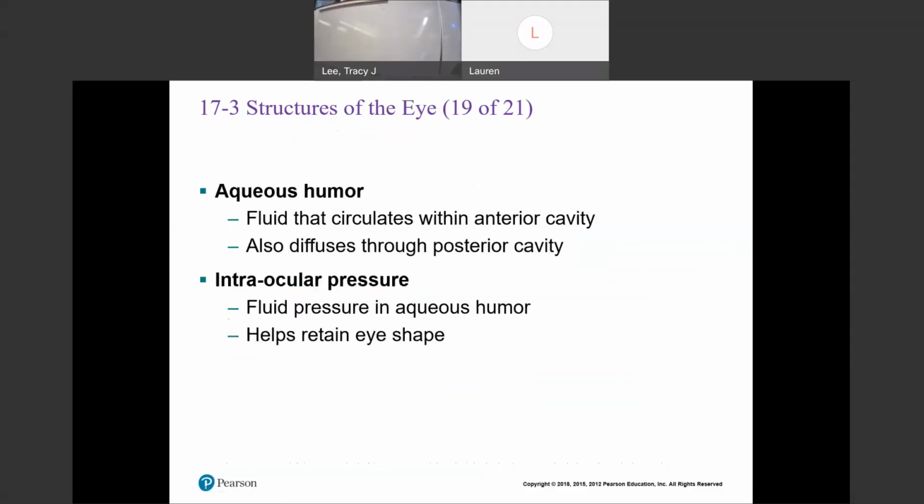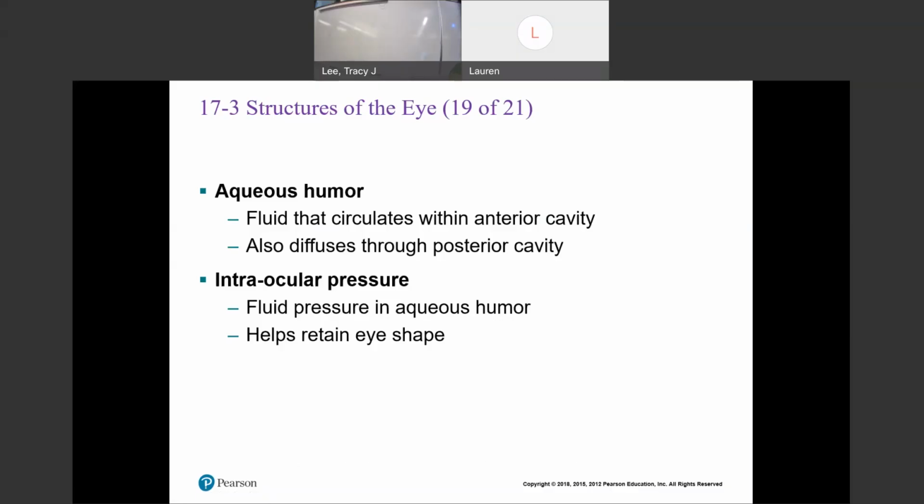Let's see, we talked about aqueous humor. It's circulating and it goes through the anterior and the posterior cavities. Intraocular pressure is basically how full our eye is. It helps to maintain that shape. This is what they check if you ever have them blow the little puff of air on your eye. That's what they're testing here, your intraocular pressure. If we get too little pressure or too much pressure, it's going to affect our vision and could do permanent damage to the eye.